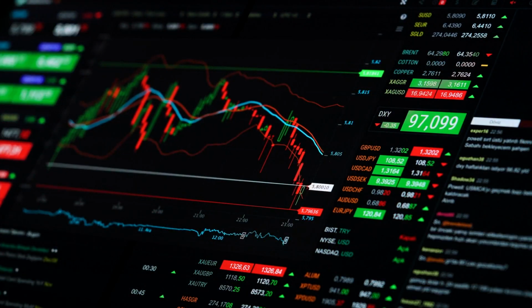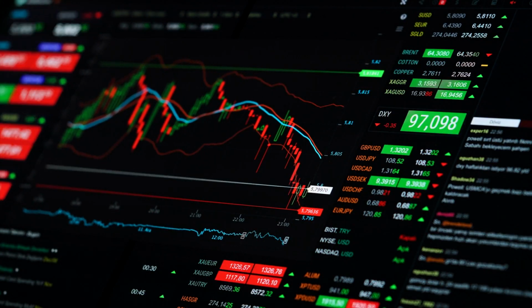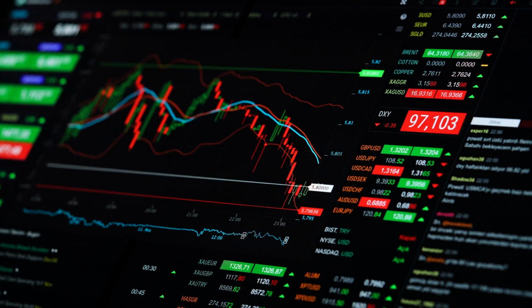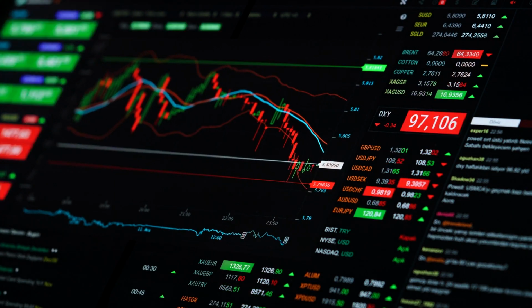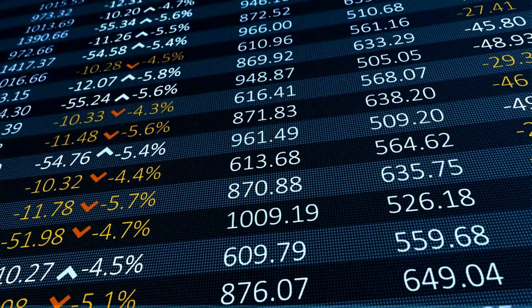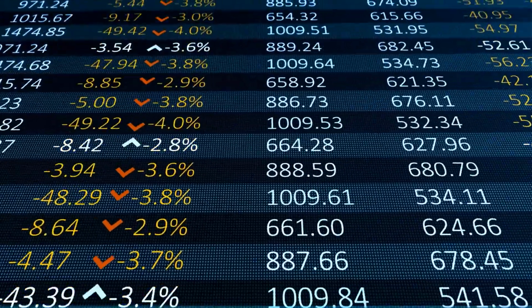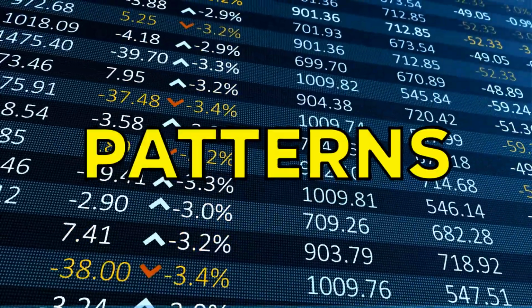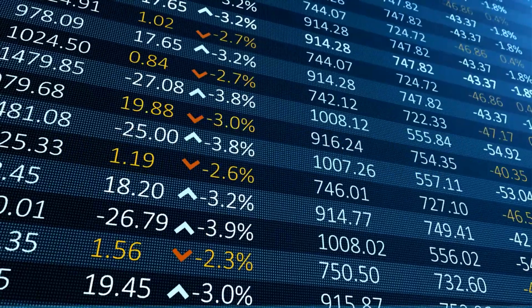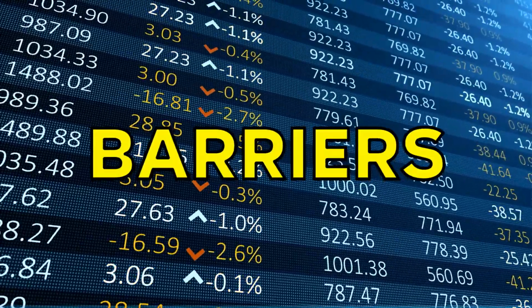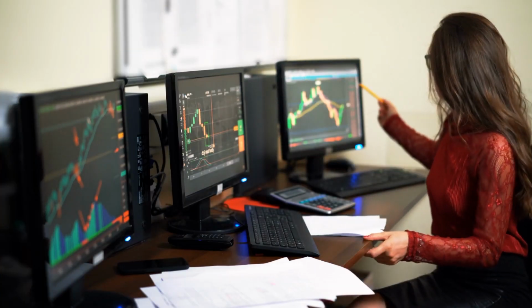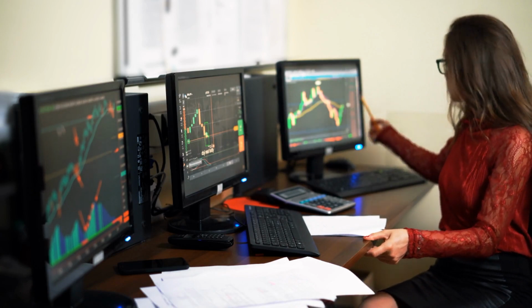Support and resistance levels are often visible on the stock chart as a horizontal line that marks areas where the stock has previously reversed course. These levels can be formed by a variety of factors, such as historical price patterns, key technical indicators, or even psychological barriers. For example, let's say you're looking at a chart of Apple's stock price over the past year.